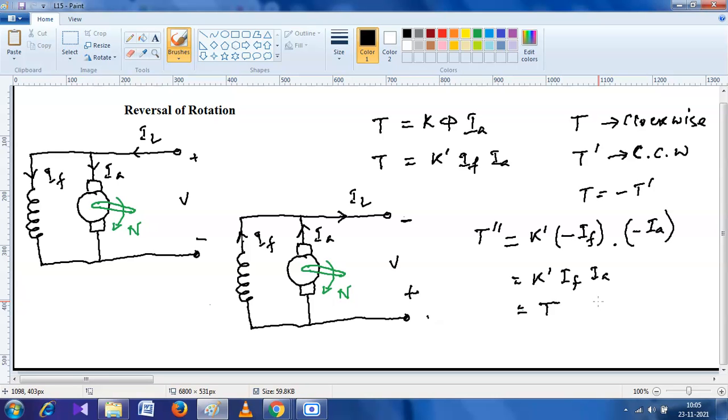So what should we do now to change the direction of the rotation?